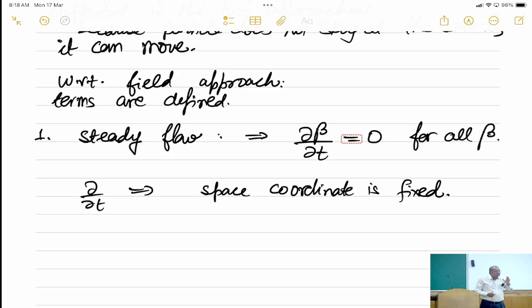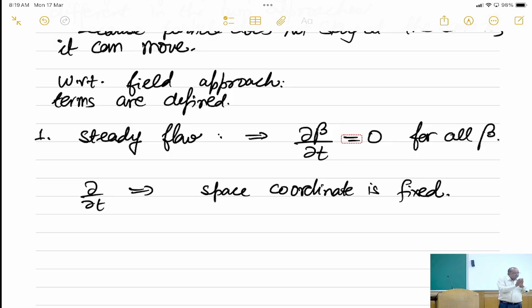Now, this does not mean that if I move from one point to the other point, beta cannot change. Because the only restriction I am saying is partial by partial t is 0. I am not saying partial by partial x is 0.